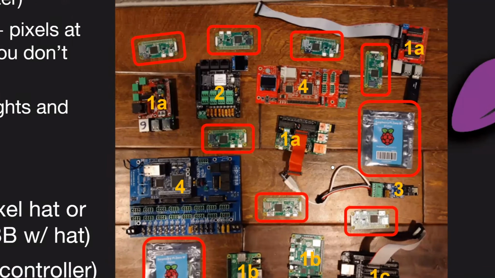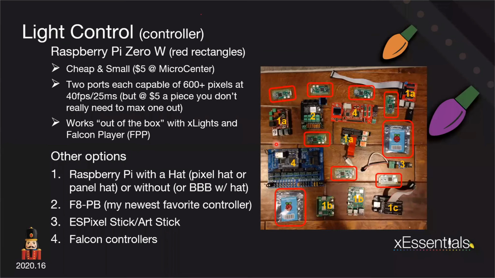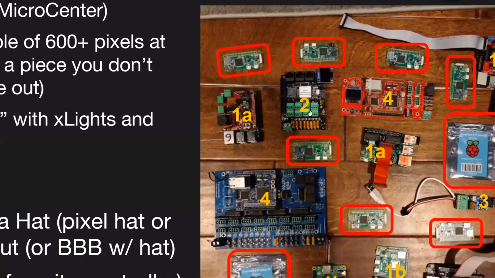Looking at number 2, this is my newest favorite controller. I'm going to give Dan Culp a little bit of a plug here. I'll back up for just a second so you guys can see the size of these different things. This number 2, in comparison to some of these other controllers, is barely bigger than a Raspberry Pi. That is Dan's F8-PB.